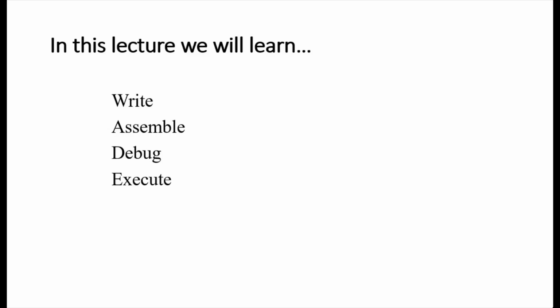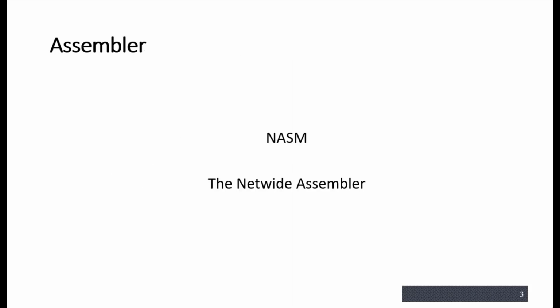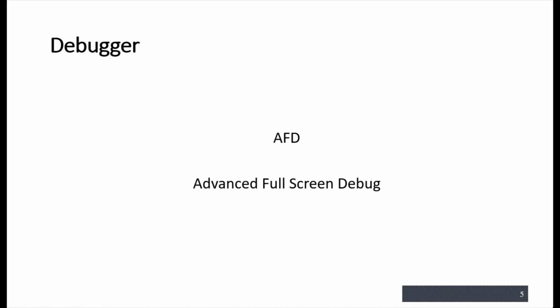In this lecture, we will learn how to write, assemble, debug, and execute the assembly code. I am using the NetWide assembler. The linker is A-link, and the debugger I am using is the Advanced Full Screen Debug, which is abbreviated as AFD.